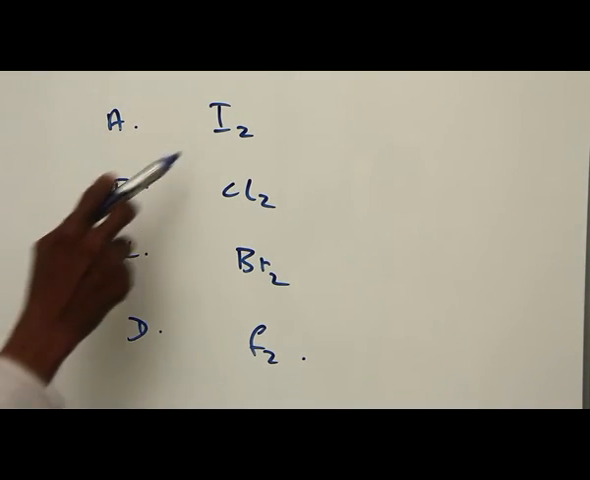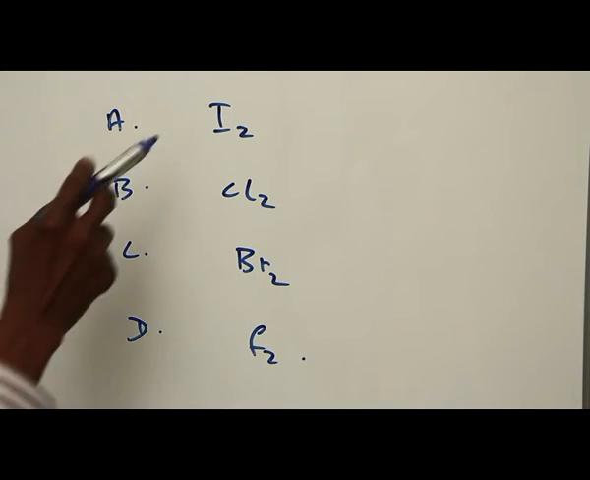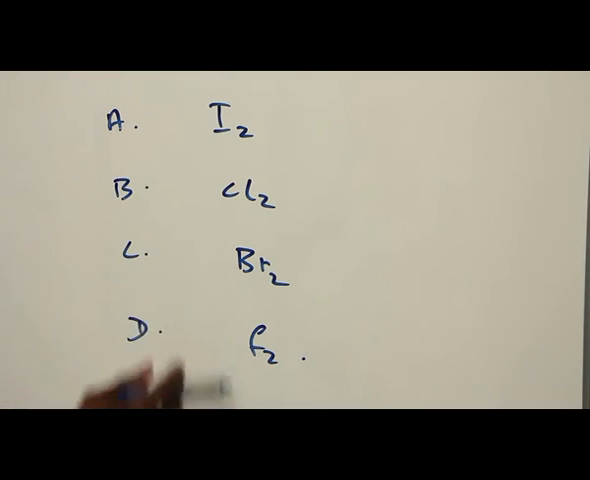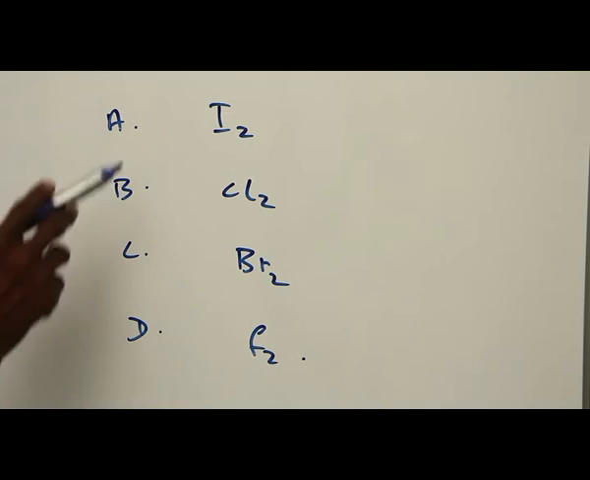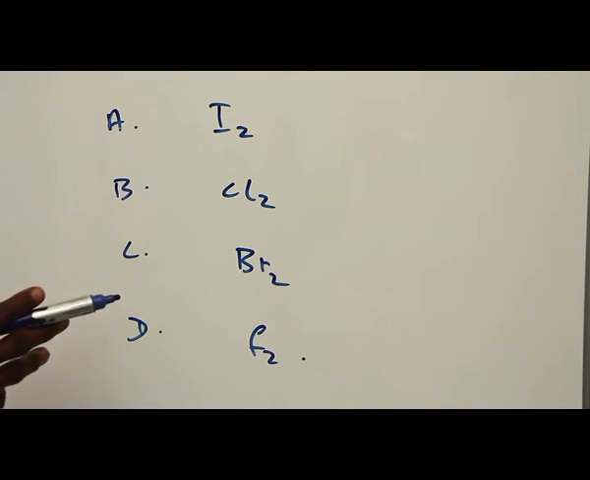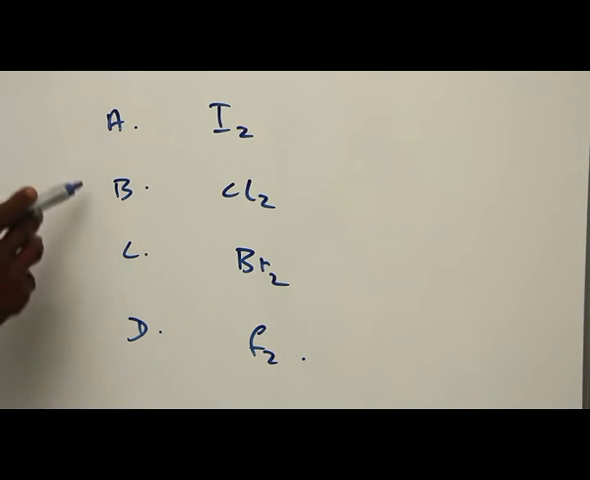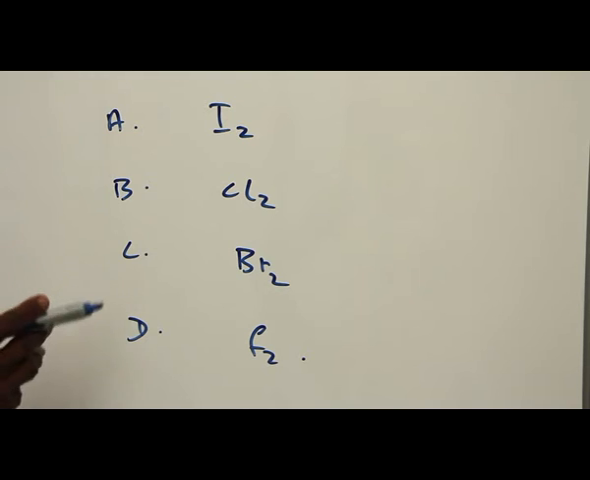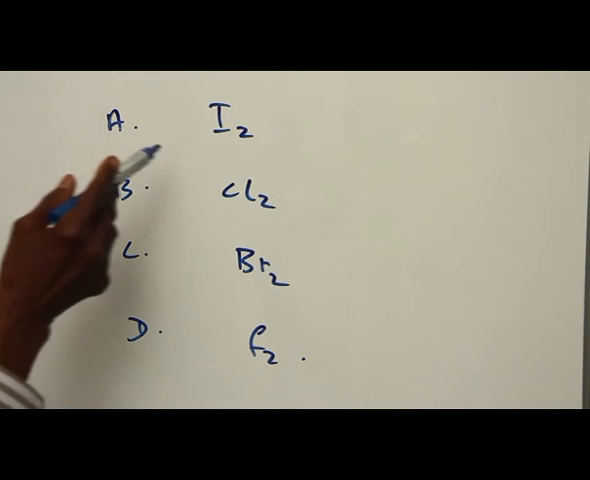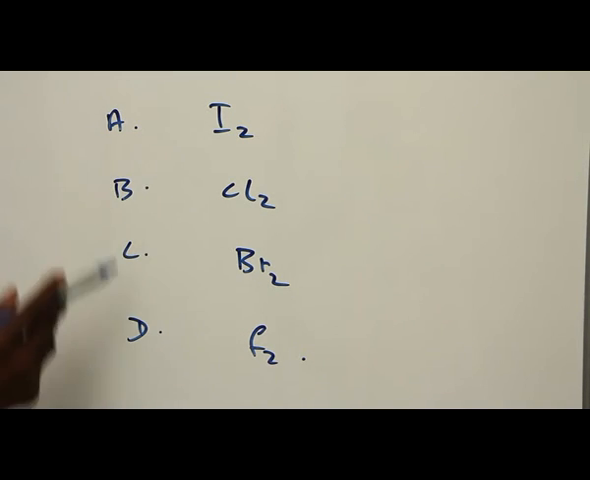A, iodine. Iodine is the correct option because the molecule of iodine is much larger than any other molecule here. So when there is a drift of electrons from one atom to another, there is a longer distance for that electron to drift. And consequently, the partial positive and negative charge that will result will be stronger. That is why that of iodine is strongest.